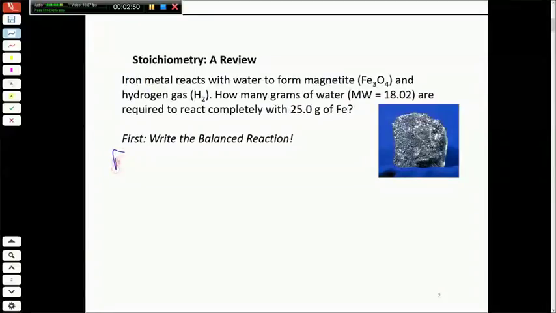We have iron metal reacting with water. Any metal by itself is just the single monoatomic species, so in this case, Fe. We react that with water, H2O. And then the two products of this are going to be Fe3O4 and hydrogen gas, H2. As we said, most non-metal gases are diatomic, so H2 is one of those, and we'll learn more about that later in the semester.